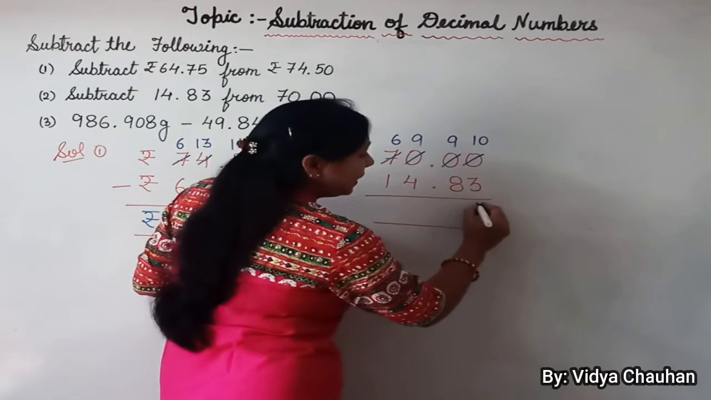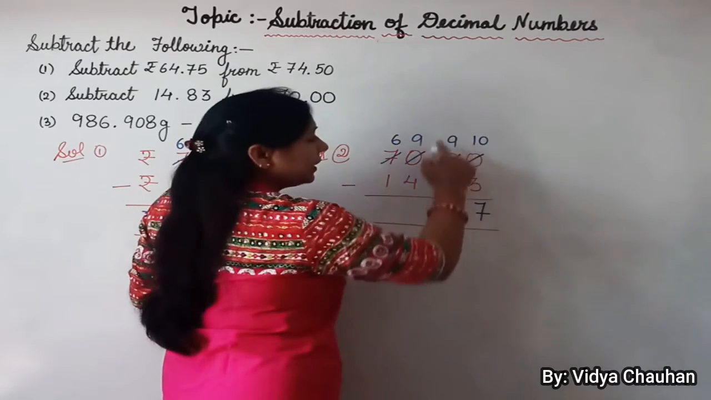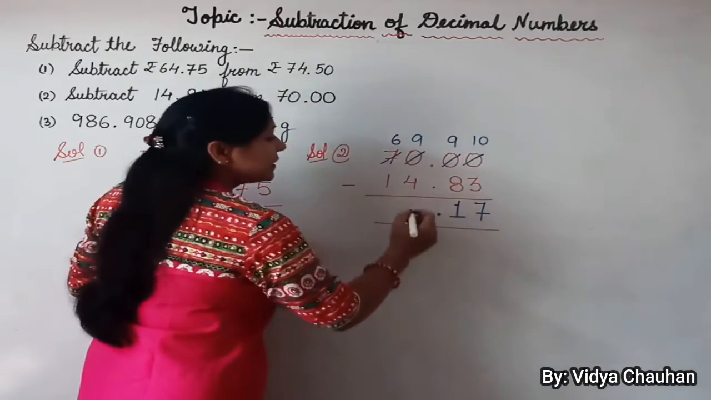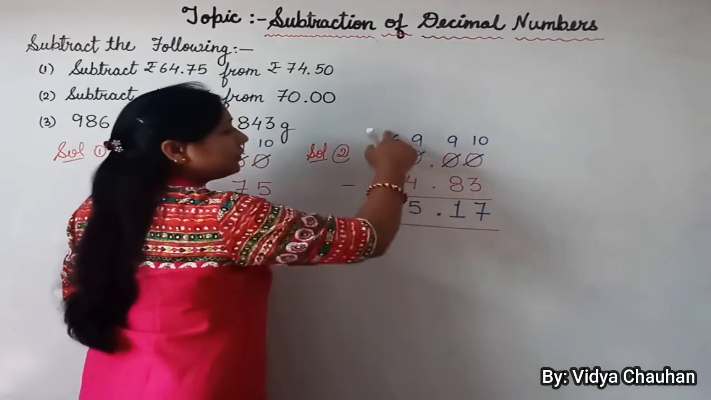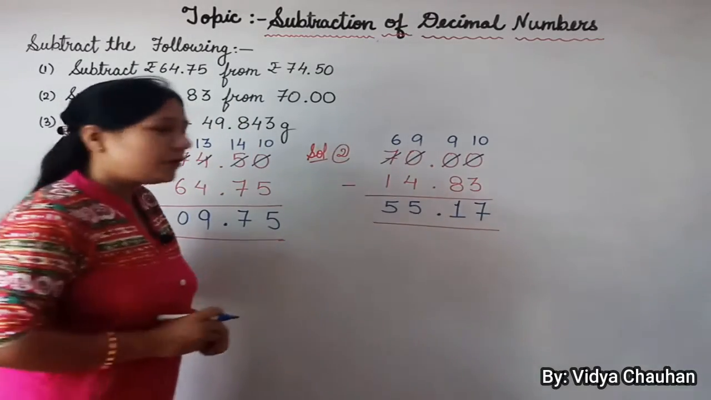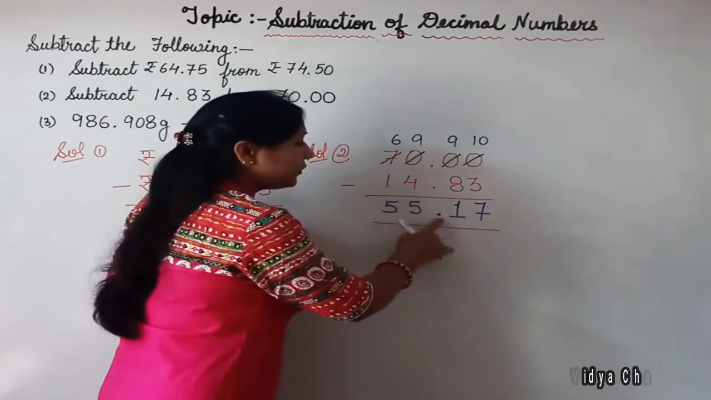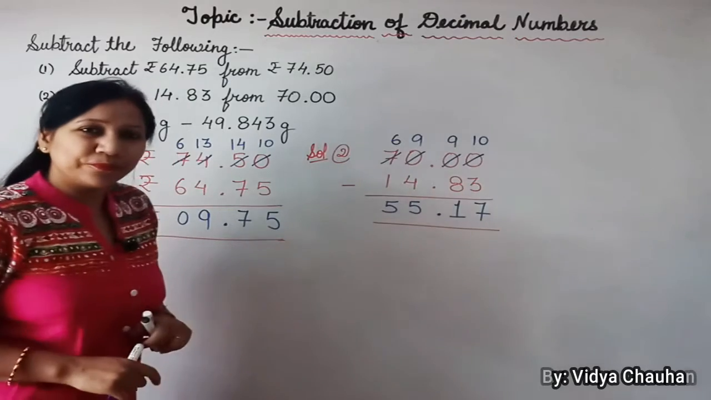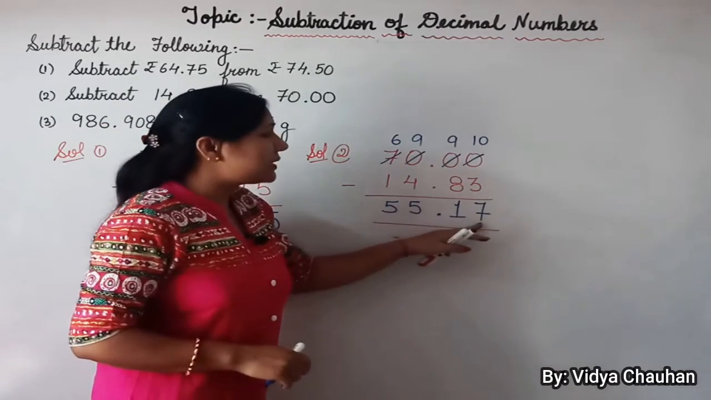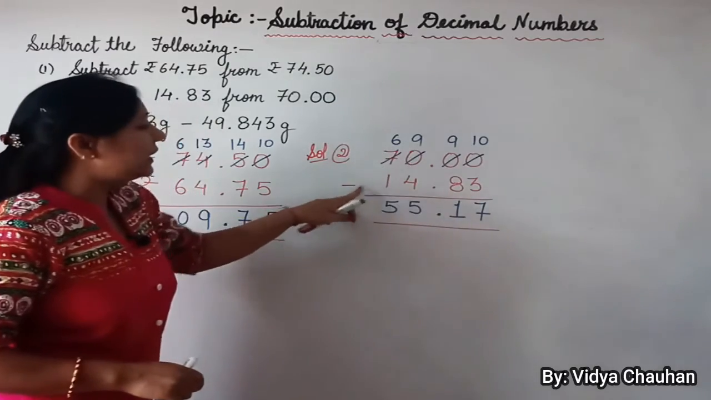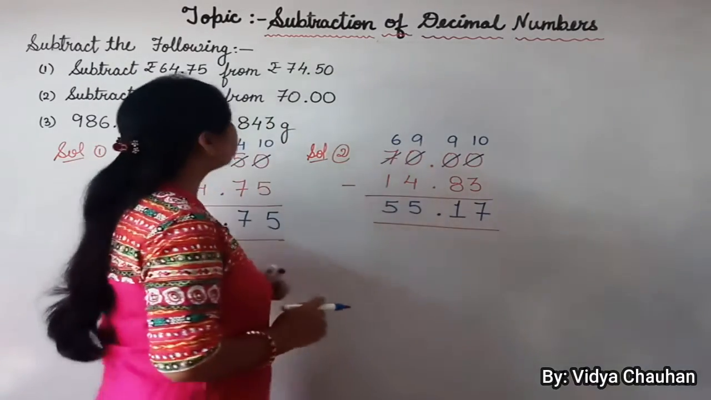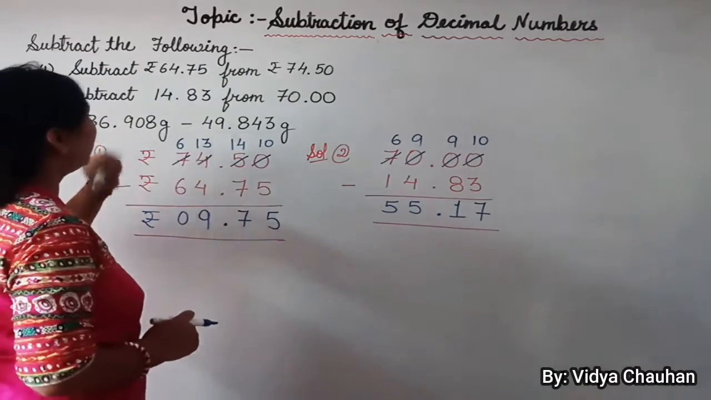10 minus 3 is 7. 9 minus 8, 1. Decimal. 9 minus 4 will be 5 and 6 minus 1 is 5. So what is the difference of these two numbers? 55.17. Clear, students? So this is your final answer. 55.17 is the difference of 70 minus 14.83. Clear? Let's check out the solution for the third part also.